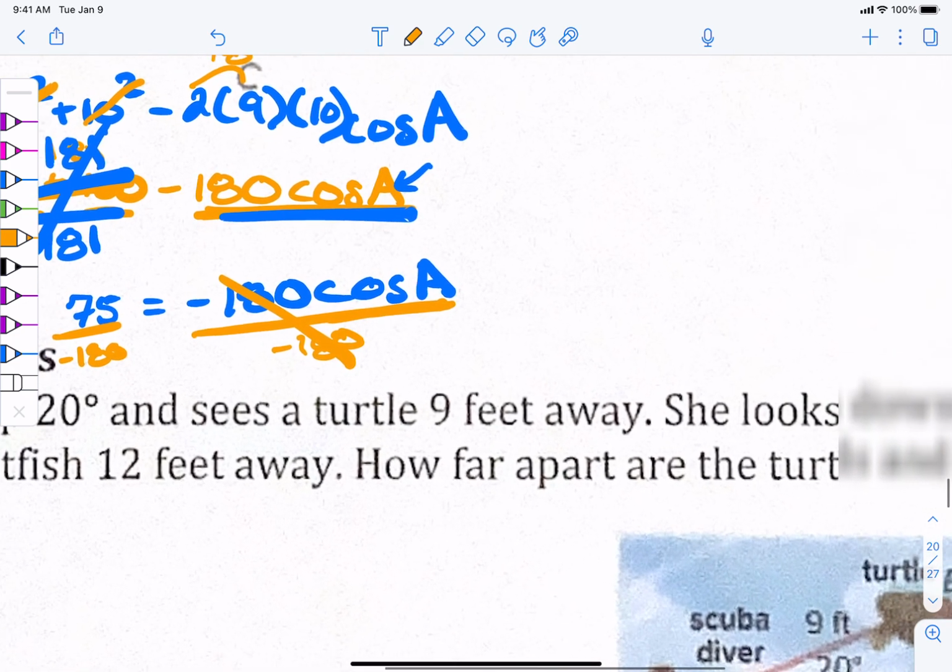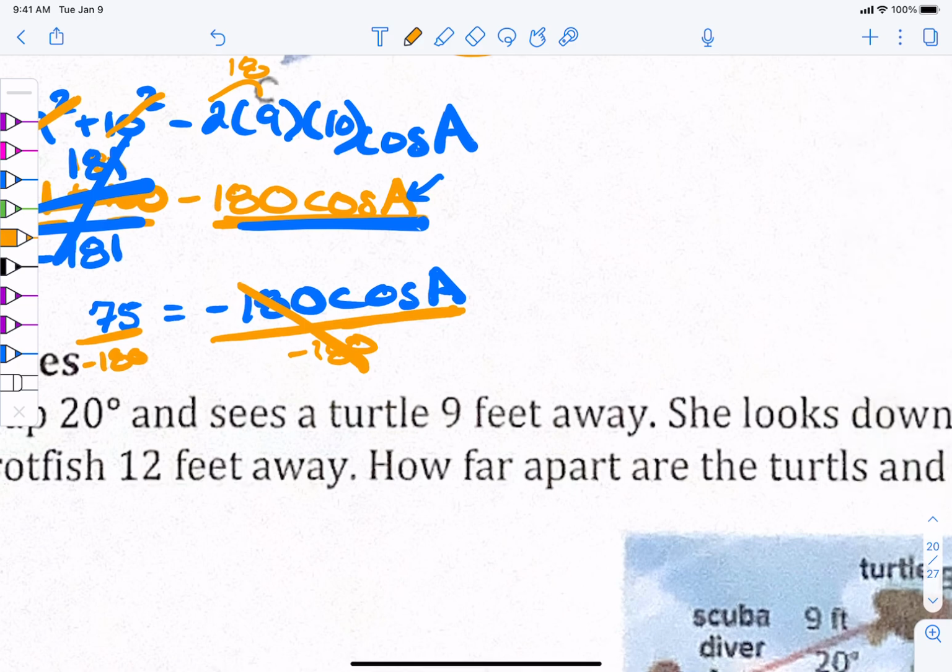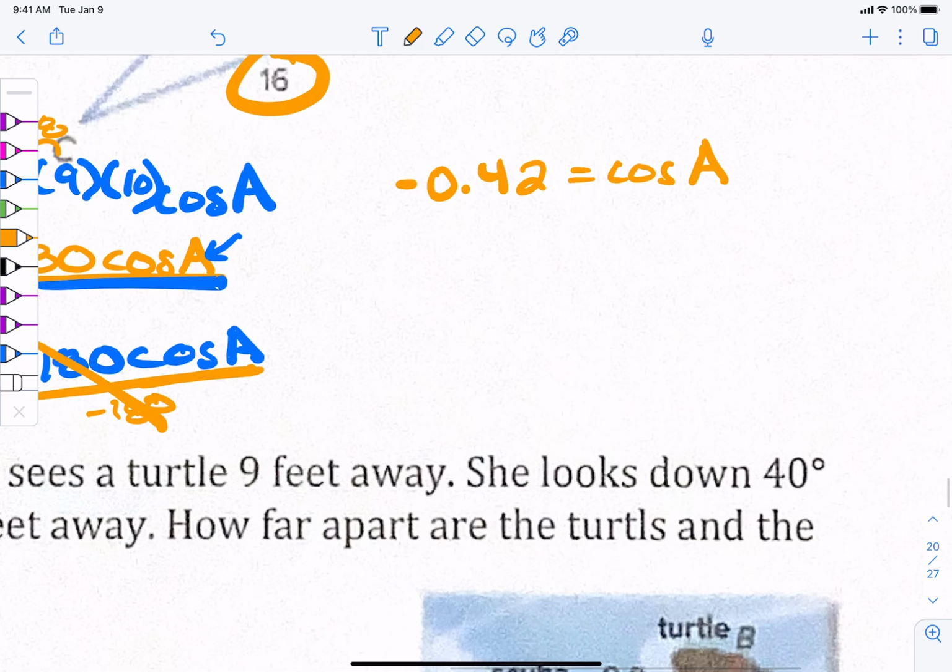So what's 75 divided by negative 180? Negative 0.41. No, 0.42, because I rounded. Negative 0.42 equals cosine of A. Now you can switch them around. Well, you can't just flop them around.